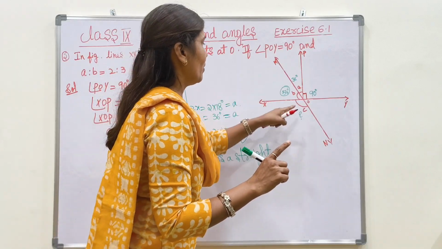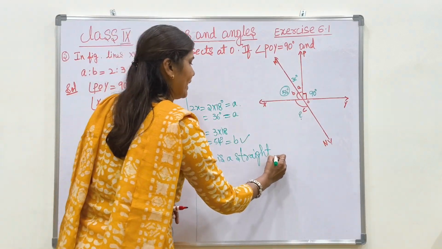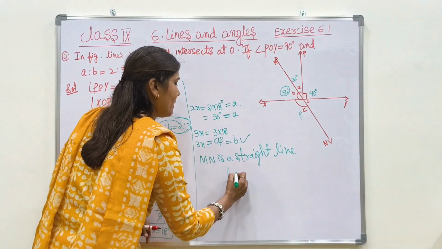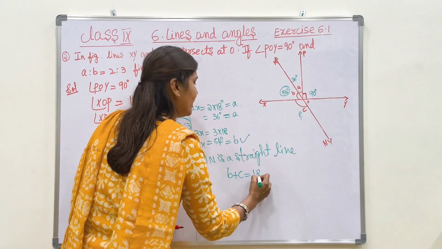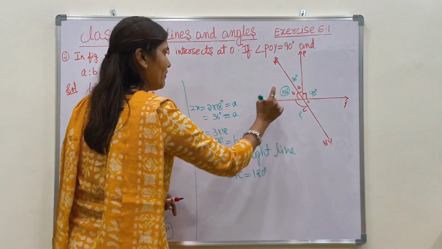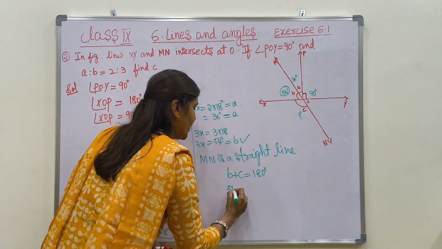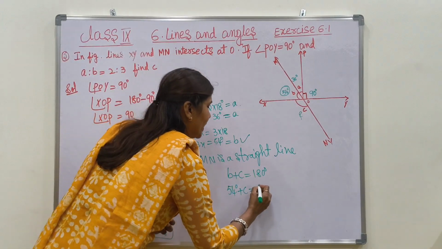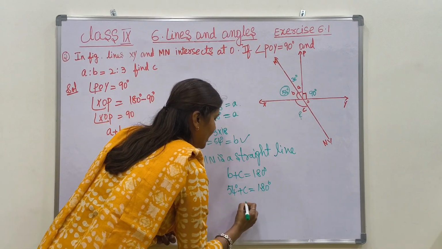180 degrees. So, MN is a straight line. So, B plus C is equal to how much degree? 180 degrees. Why? Because it is a straight line. Already you know the B value. B value how much? 54 degrees. Now we have to find the C value. So, C we don't know, keep it like this only, is equal to 180 degrees.